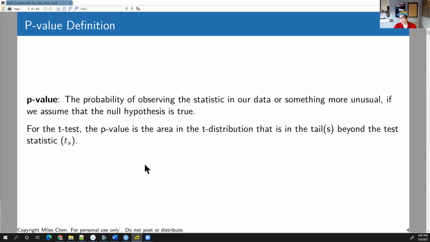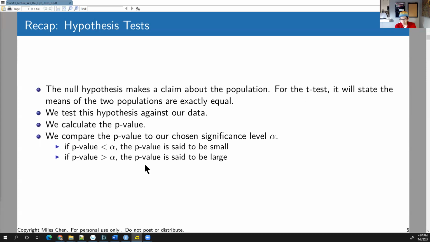And for our t-test, and this is going to be different for all the other tests that we will encounter later, the p-value is the area in the t distribution that's in the tail or tails beyond the test statistic. Once again, we start off with a null hypothesis that makes some kind of claim about the population. In the t-test, it states that the means of the two populations are exactly equal.